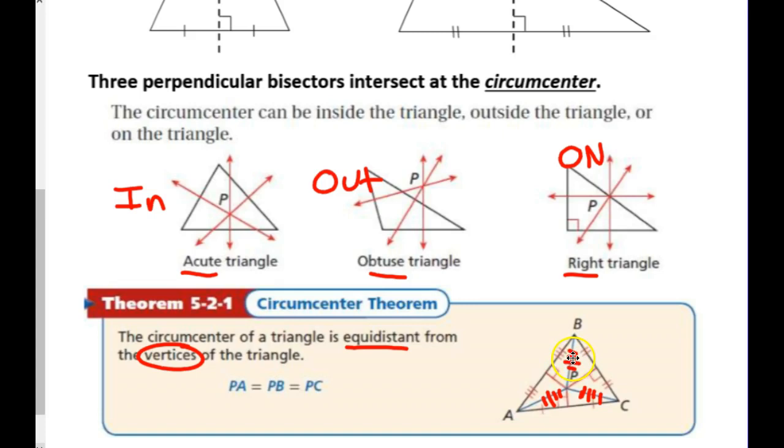So put 4 tick marks here, 4 tick marks here, 4 tick marks here. Okay? So does everyone see all the different tick marks? There's cut in half on the side, cut in half on the side, cut in half on the side. And then you have those equidistant segments to the vertices. Not the sides, but the vertices. All right, flip it over.